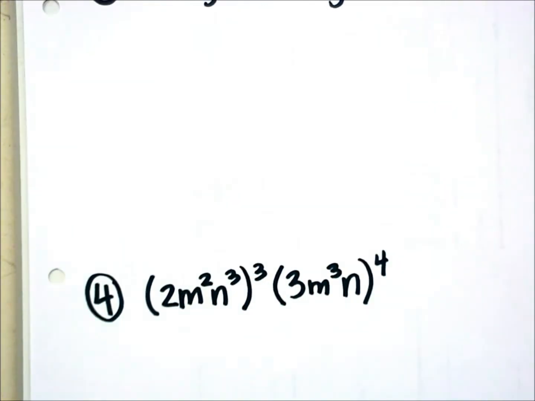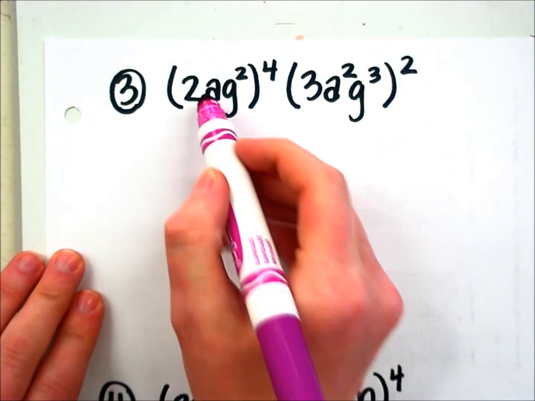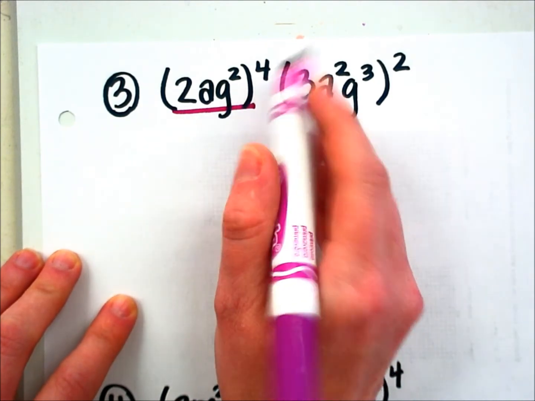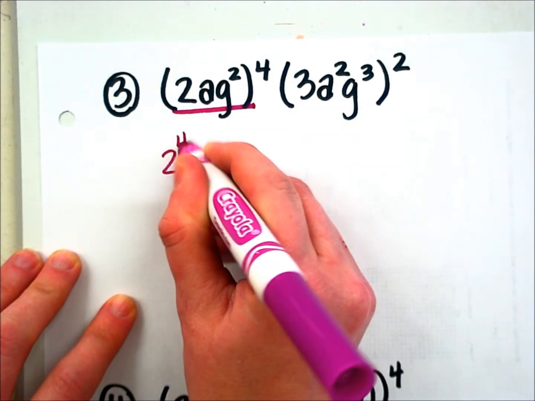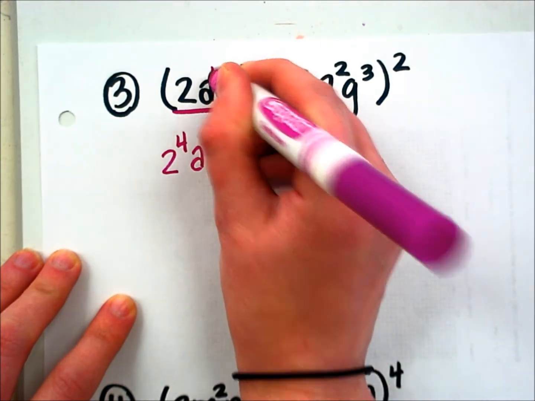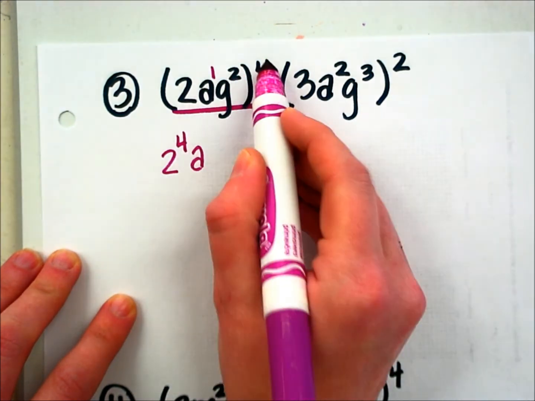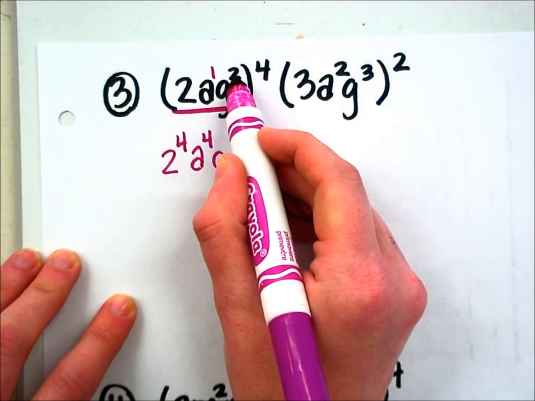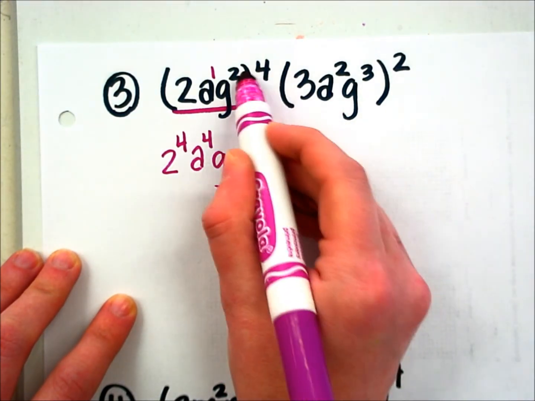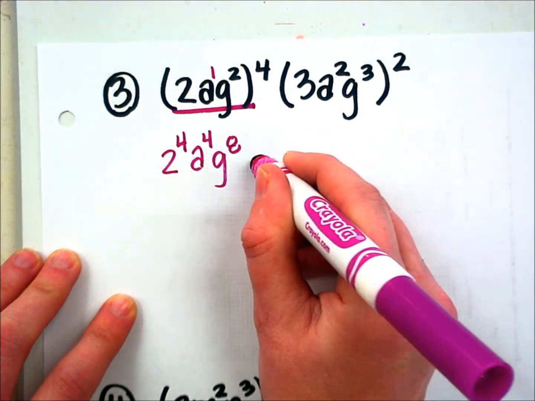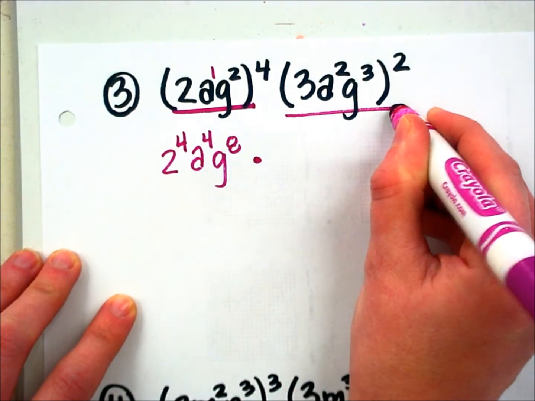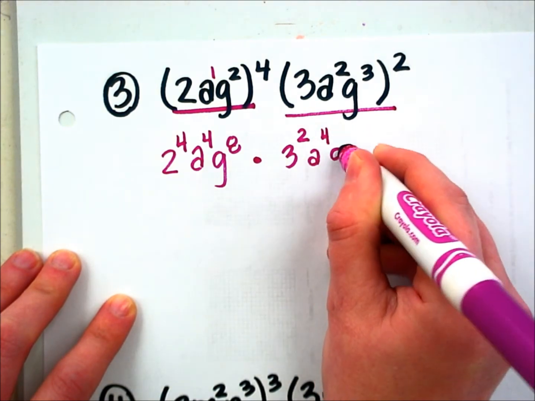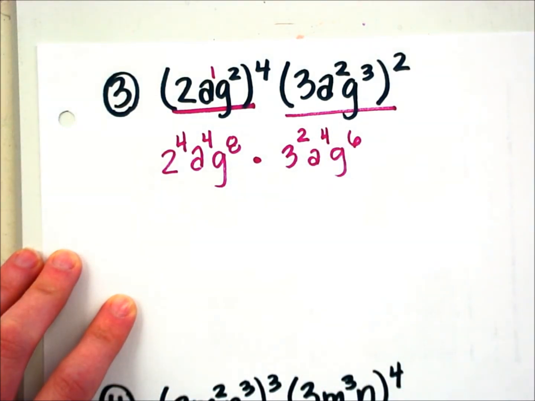Let's try another example. Start off by raising everything inside of the parentheses to the 4th power. So that's 2 to the 4th, and then a to the 1 times 4. Well, 1 times 4 is 4. And g to the squared power times 4. 2 times 4 is 8. And then I'll square everything here. So that would be 3 squared, a to the 4th, g to the 6th.